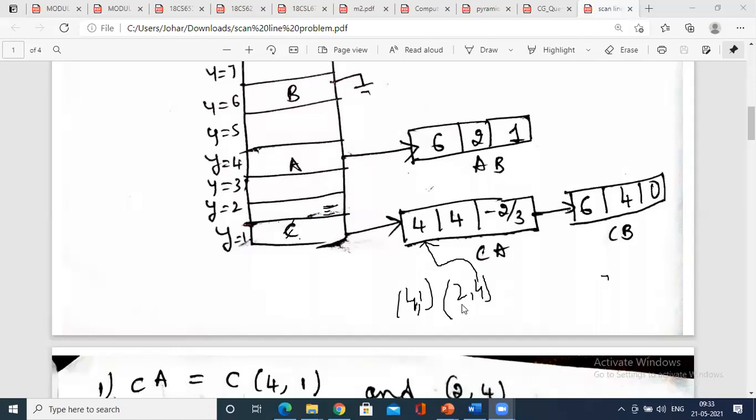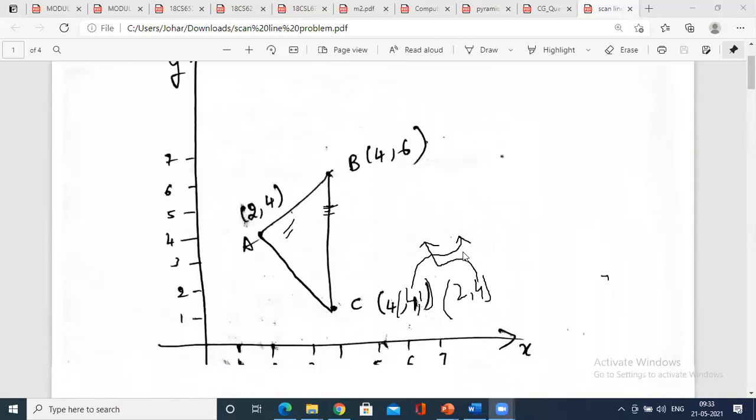4124 out of 4124. So 4 is the y max value, and out of these two vertices for CA, what is the x value where y is minimum? Where y is minimum, 1, no? Y is minimum, so that we have to write as the x value. Similarly, CB. What are the coordinates of CB?